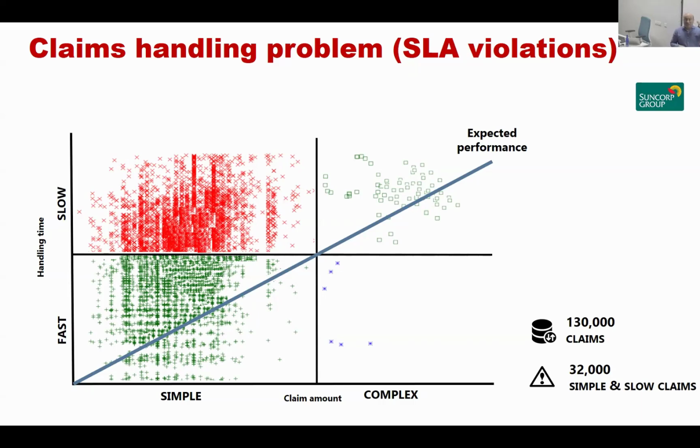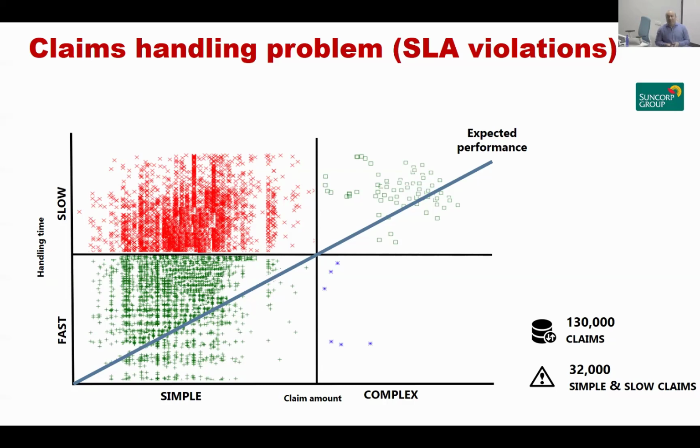The red dots, every red dot corresponds to a simple claim that was not resolved in the time allotted to it, meaning we violated the SLA, and the green dots are the ones where the claim was resolved in less than the time stipulated by the SLA. So green dots are the good ones, red dots are the bad ones. And of course, this shows you that a little bit more than 50% of the claims that should have been finished in less than 5 days were not being finished in 5 days.